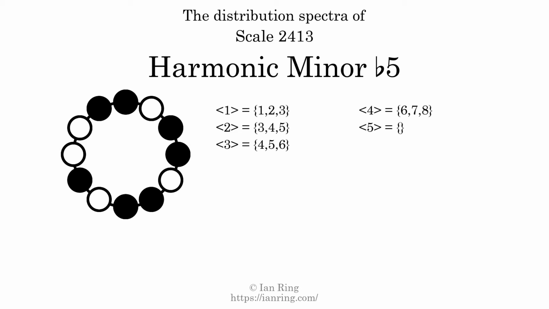The generic interval of 5 scale steps comes in 3 different specific interval sizes. 7 semitones, 8 semitones, and 9 semitones. The spectrum width of this generic interval is 2. And finally, the generic interval of 6 scale steps comes in 3 different specific interval sizes. 9 semitones, 10 semitones, and 11 semitones.